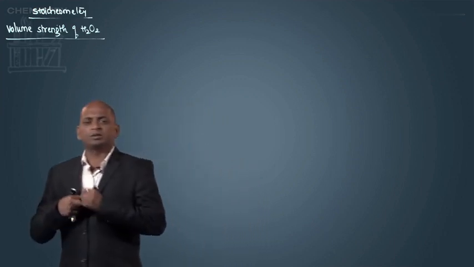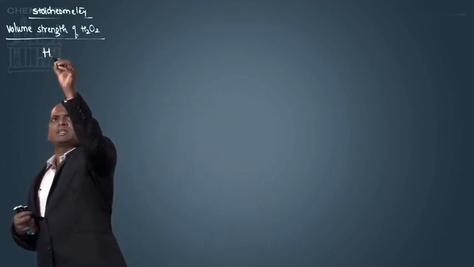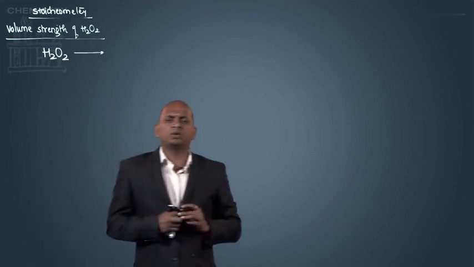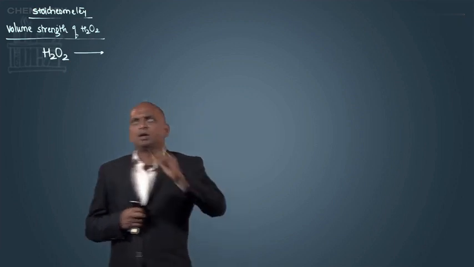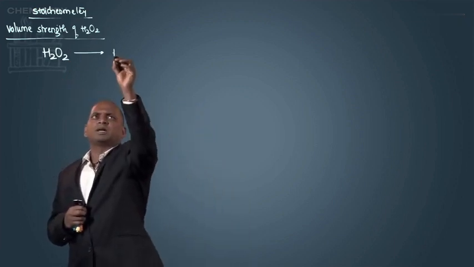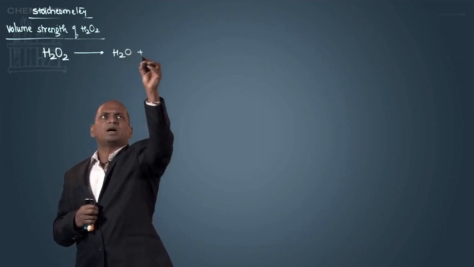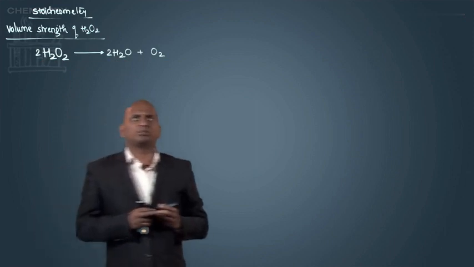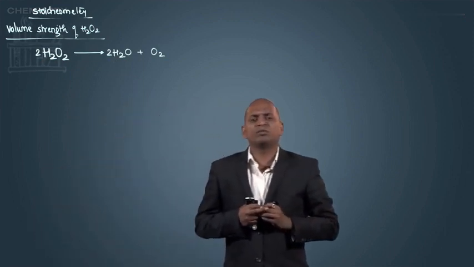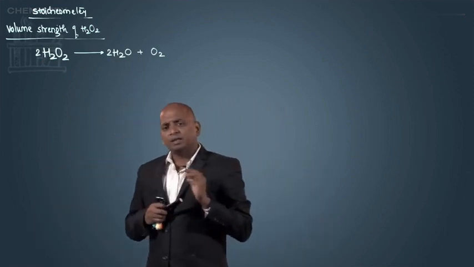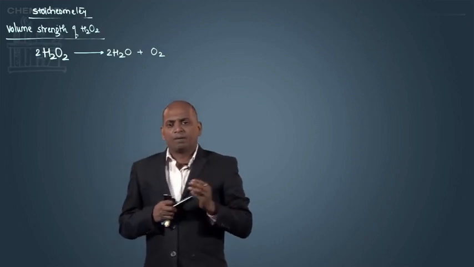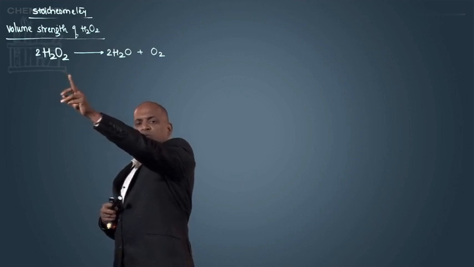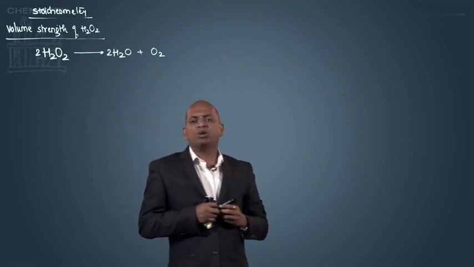Let us consider hydrogen peroxide. Whenever we consider hydrogen peroxide, it always undergoes decomposition. Decomposition of hydrogen peroxide gives you H2O and oxygen. So 2 moles of hydrogen peroxide gives you 1 mole of oxygen. Rather, we can say this way, 1 volume strength of H2O2 gives you 1 volume of oxygen.